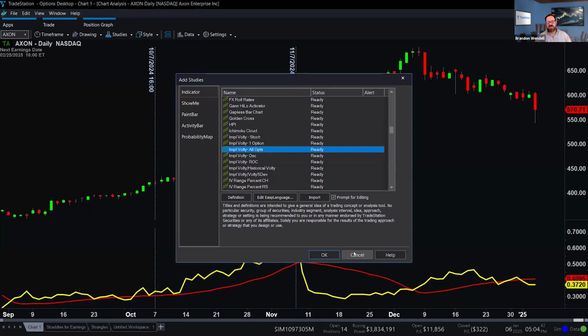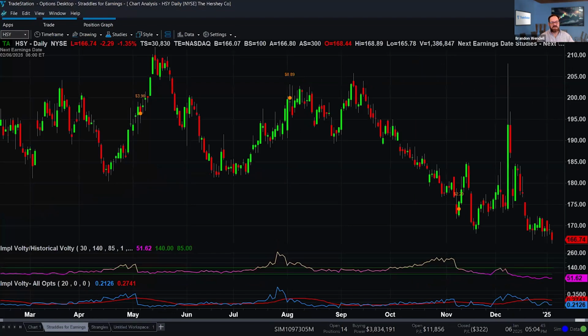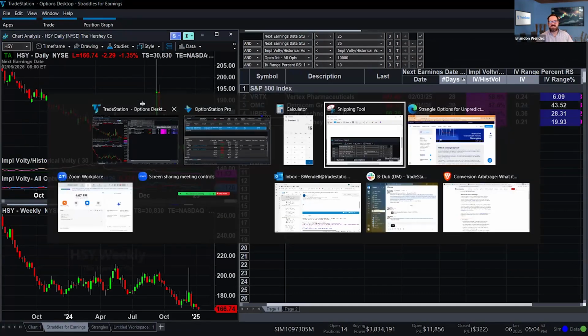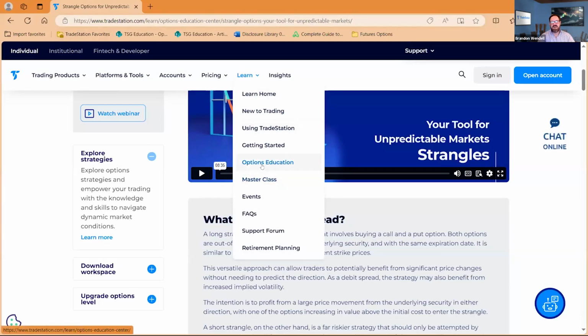And of course, if you want the full workspace that I'm using to find the opportunities, either for straddles for earnings or strangles, those are available to you for free. You can download them at the Options Education Center. So right here, you go out to TradeStation.com, Learn, Options Education.